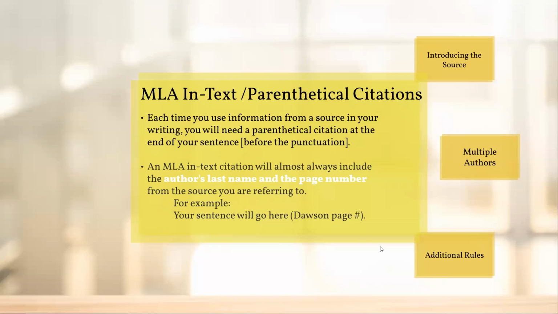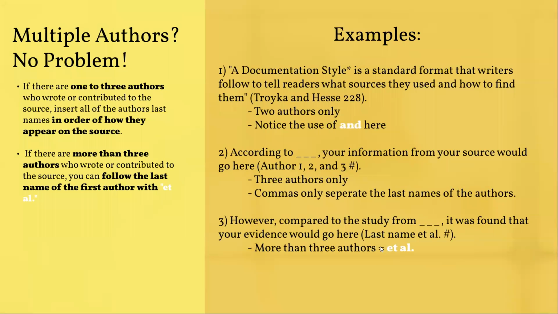So what happens if you do have multiple authors? Well, that's no problem. If there are 1 to 3 authors who wrote or contributed to the source you're referencing, insert all of the authors' last names and how they appear on the source. Now, if there are more than 3 authors who wrote or contributed to the source, you'll follow the last name of the first author listed on that source with et al. And so we'll take a look at what those look like in these examples listed.